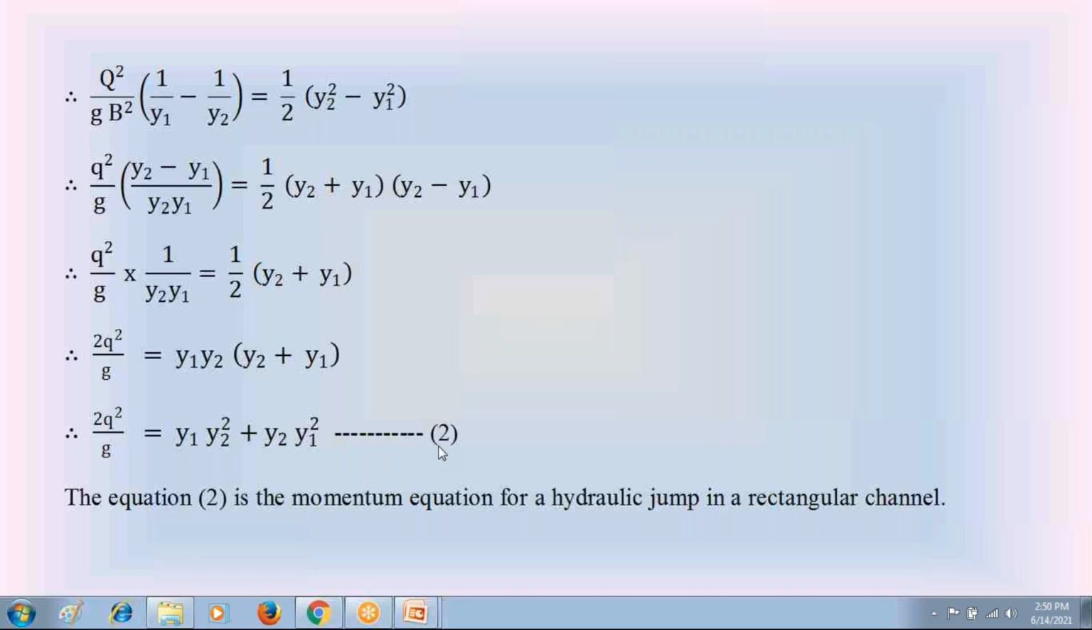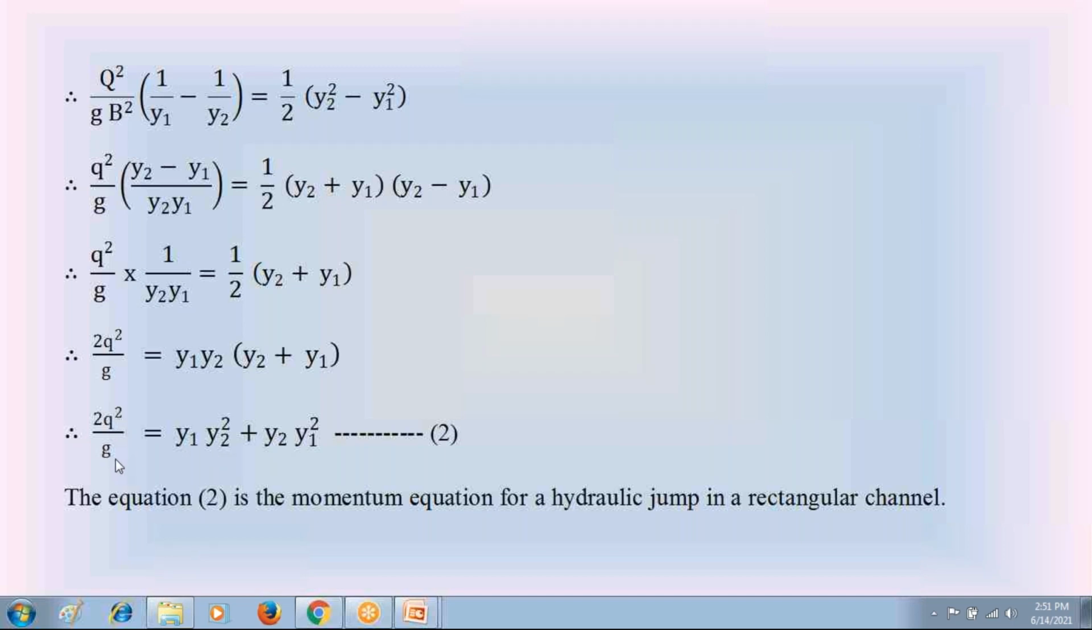You know that for the quadratic equation ax square plus bx plus c equal to 0, the solution for x is equal to minus b plus or minus root of b square minus 4ac by 2a. So if I take this y1 quadratic equation, then a is y2, b is y2 square, c is 2q square by z. So this equation, if I take this y1 square quadratic equation, it is a y1 square plus b y1 plus c equal to 0. A is y2, b is y2 square, c is 2q square by z.